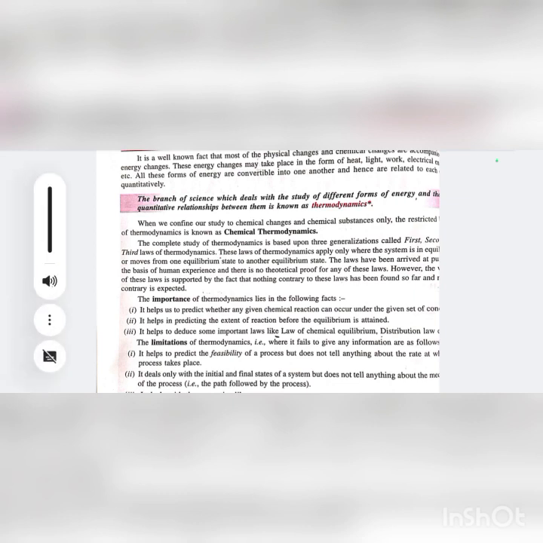However, the validity of these laws is supported by the fact that nothing contrary to these laws has been found so far. The importance of thermodynamics lies in the following facts.